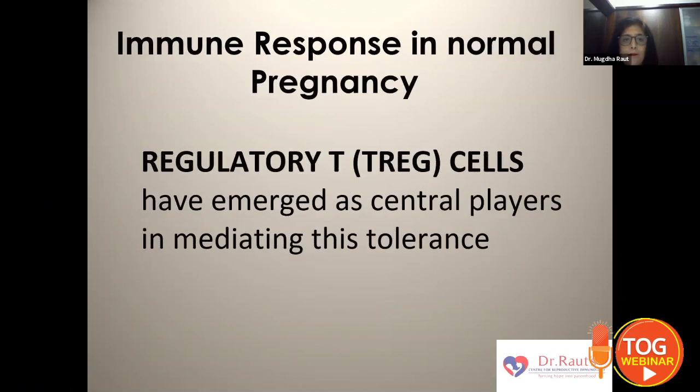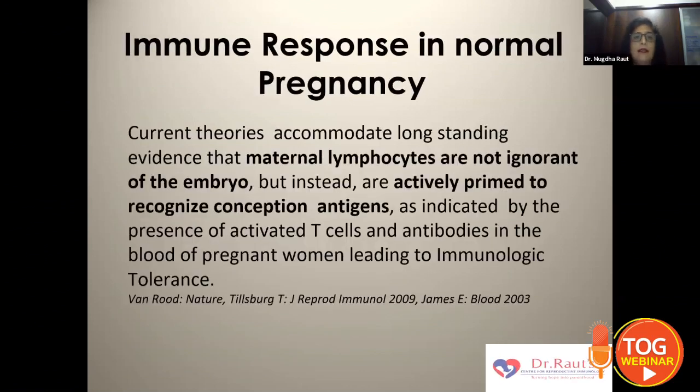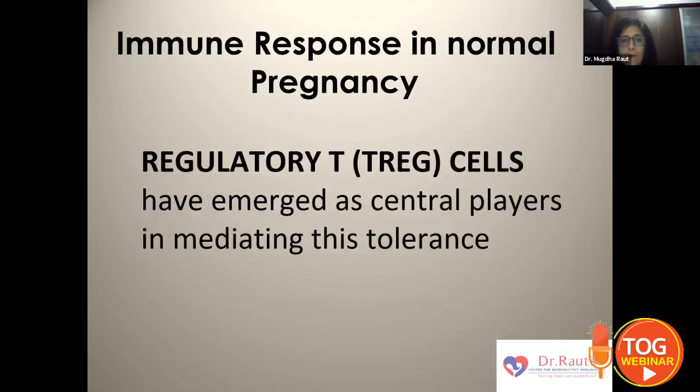Previous slide. The current theories have shown that maternal lymphocytes are not ignorant of the embryo, but instead they are actively primed to recognize the conception antigens, as indicated by the presence of activated T cells and antibodies in the blood of pregnant women, leading to immunological tolerance. Next slide. And the T regulatory cells have emerged as central players in mediating this tolerance. Next slide.